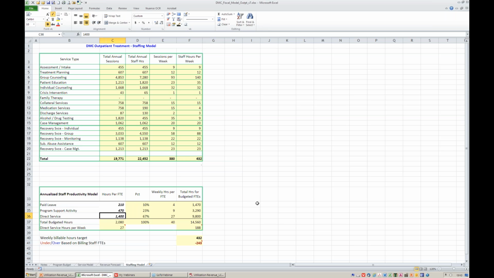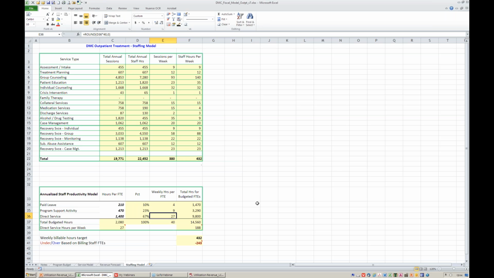And so what's left is 1,400 hours, or about 2/3 of their time, expected to be spent in direct service delivery, which is billable service delivery. This column just calculates the percents for you. On the basis of those percents, how many hours per week per FTE? It's 1,400 hours a year of billable service. That boils down to 27 hours a week in session.